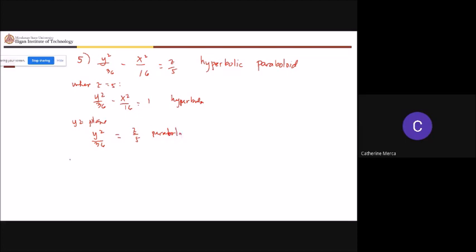To see it more easily, we can solve for z. Z equals 5y squared over 36. And then in the xz plane, we have negative x squared over 16 equals z over 5.